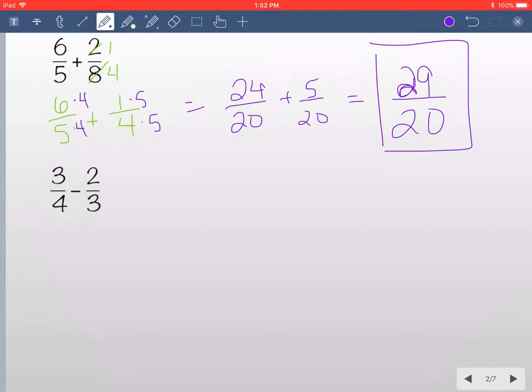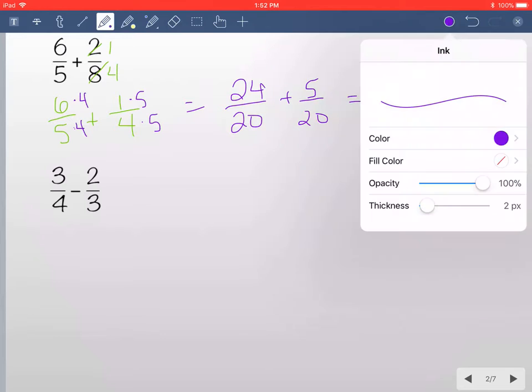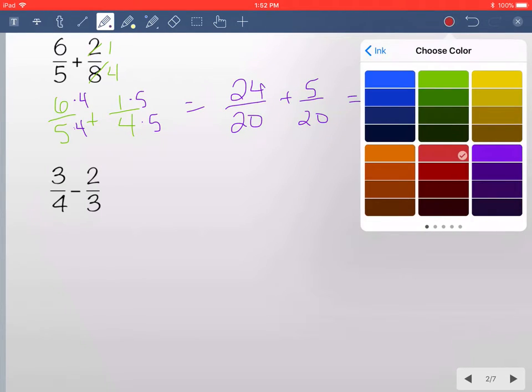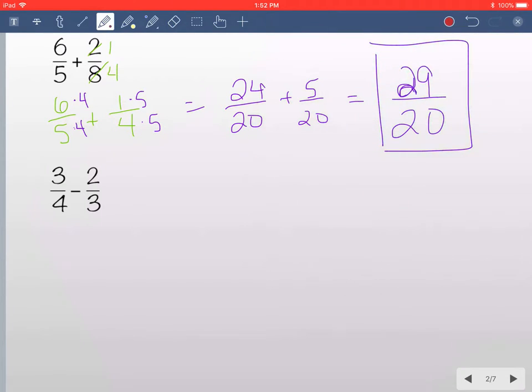All right, for 3 over 4 minus 2 over 3, we don't have a common denominator, and we can't simplify either. So looking at our denominators of 4 and 3, a good common denominator is 12, so I can multiply 3 over 4 top and bottom by 3. And 2 over 3 top and bottom by 4. And I get 9/12 minus 8/12, which when we subtract 9 minus 8 is 1 over 12.